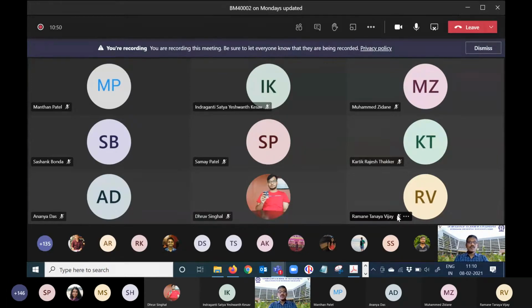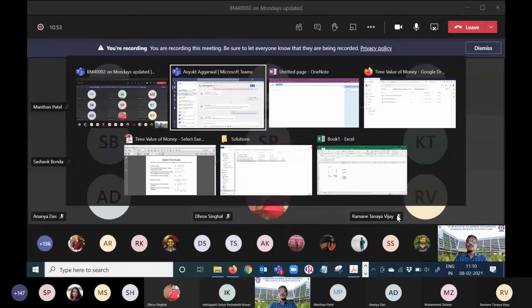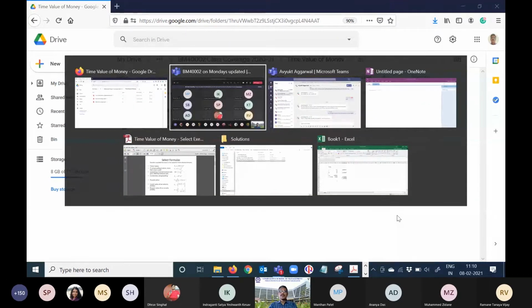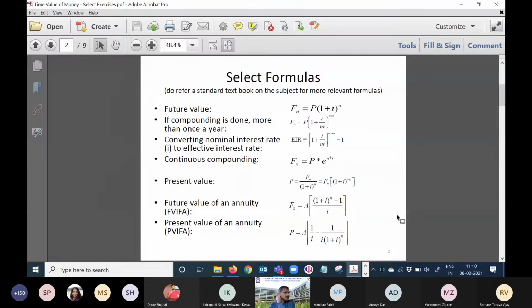These are also available in the Google Drive folder. Whatever PDF I am going to show now is also there in the Google Drive folder. So these are your selected formulas given here: future value, then compounding, then converting nominal to effective or effective to nominal, then continuous compounding, then present value, then future value of annuity, then present value of annuity.